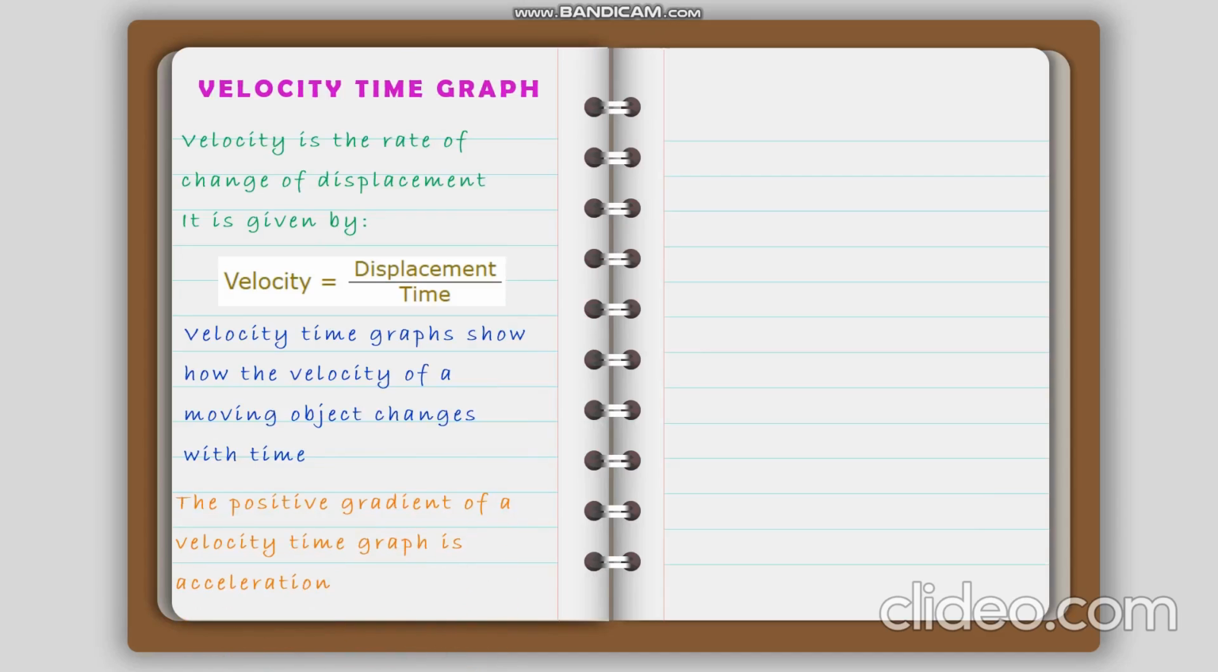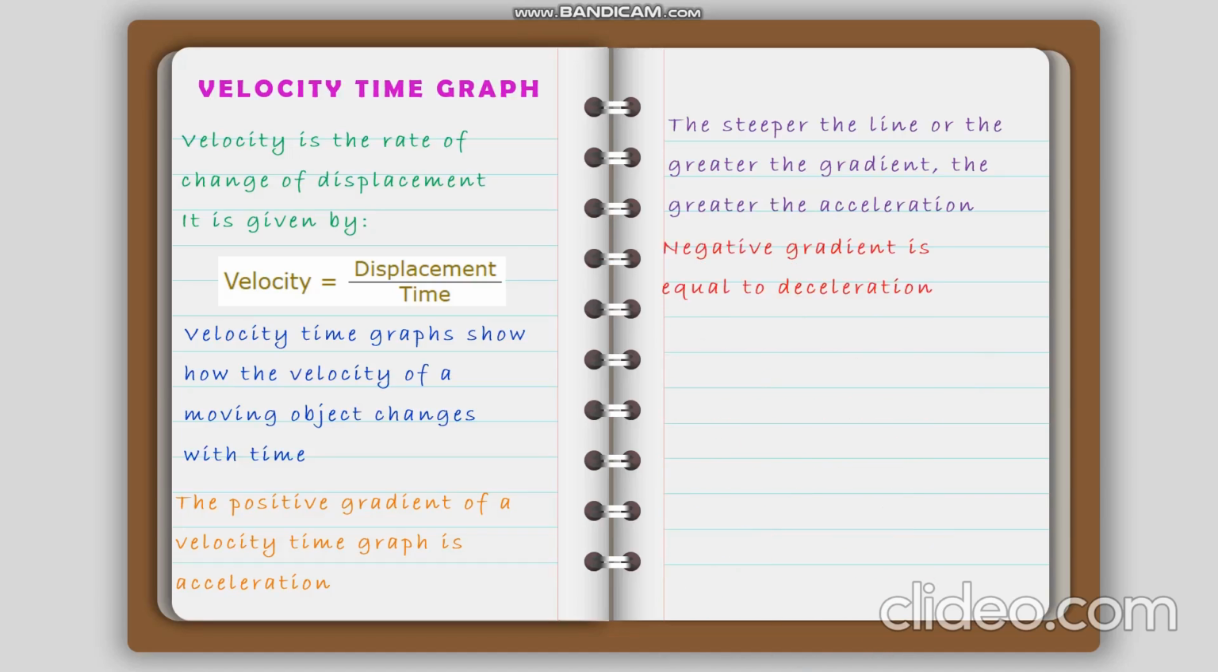And the positive gradient of a velocity time graph is acceleration. And the steeper the line, or the greater the gradient, the greater the acceleration. So again, since we say that the gradient of a velocity time graph gives acceleration, it means that if the gradient is greater, then the acceleration is also greater. And then a negative gradient on a velocity time graph tells us that the object is decelerating.